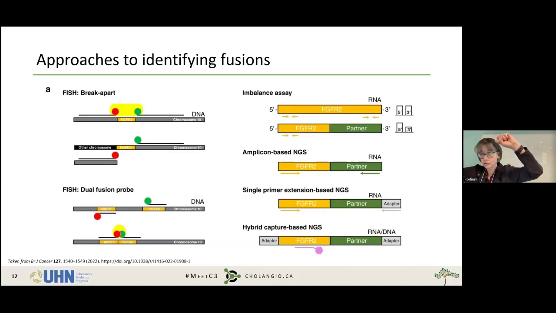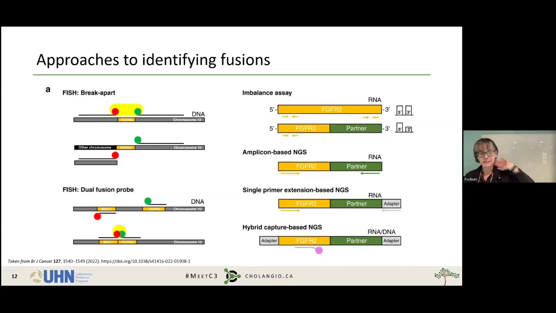So if FGFR2 is intact, not broken, then those two, red and green, will be very close to each other and they'll actually fluoresce yellow because they overlap in their spectra. So we'll get a yellow signal and we can say everything's fine. If there's a break, when the fusion happens, those two things separate from each other. And now you have a red and a green signal that have separated. And you can see that quite easily if you look at the cells down a microscope.